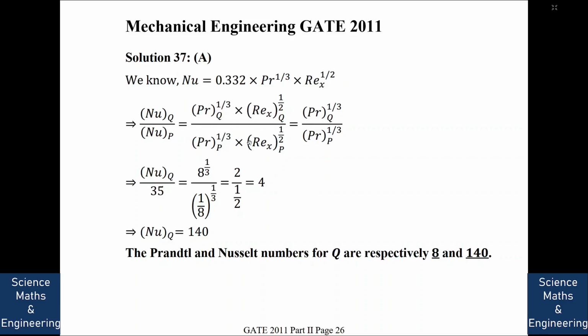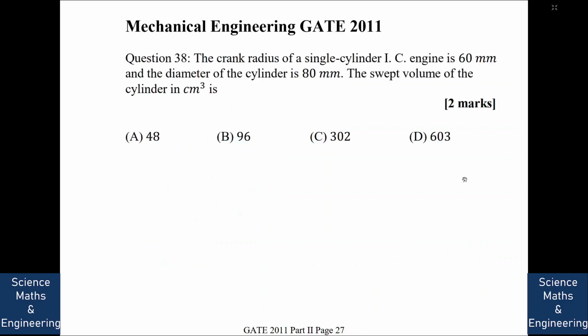Now Reynolds numbers are constant. So we have Prandtl number of Q to the power 1/3 divided by Prandtl number of P to the power 1/3. So from here we get Nusselt number of Q is 140. So the Prandtl and Nusselt number for Q are respectively 8 and 140. So we'll go to the next question.